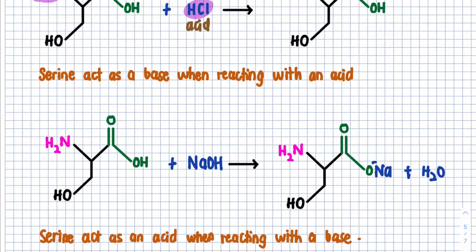So again, I'm just going to write down, this is my base. So which one is my acid? It is my carboxylic acid part. So this is my NaOH. Now this will react with my carboxylic acid. So how does the reaction work?